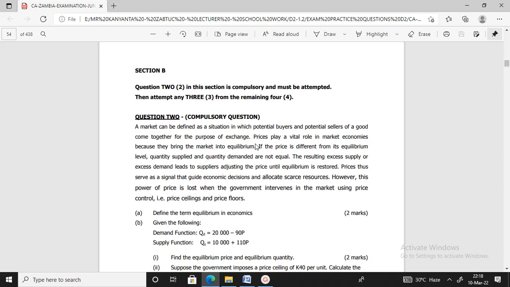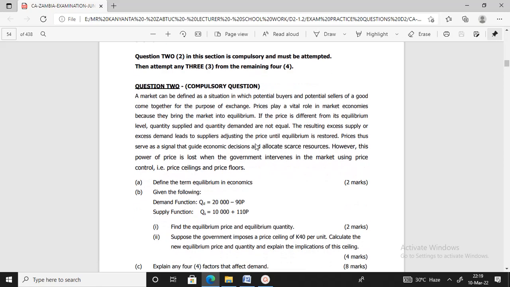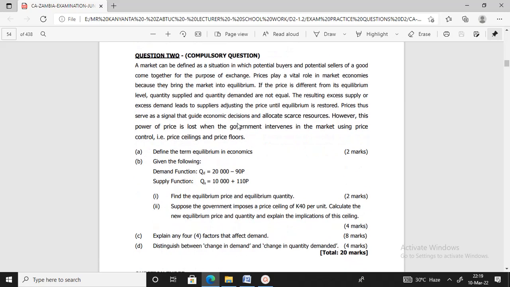Define the term equilibrium in economics. Equilibrium is a point at which quantity demanded and quantity supplied are equal. So the equilibrium price is the price at which quantity demanded and quantity supplied are equal. Given the following demand function and supply function, find the equilibrium price and equilibrium quantity.